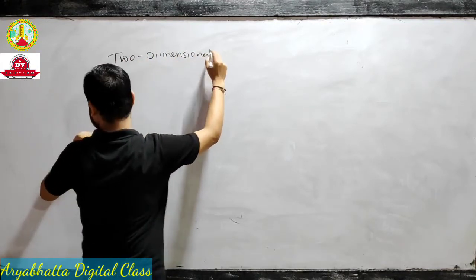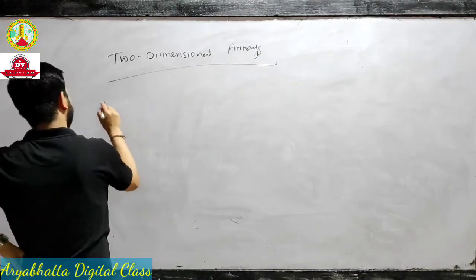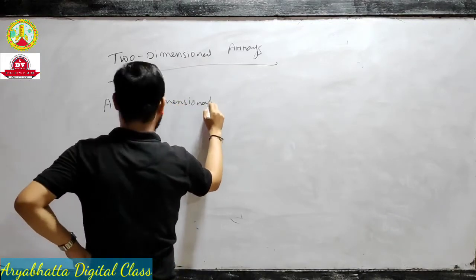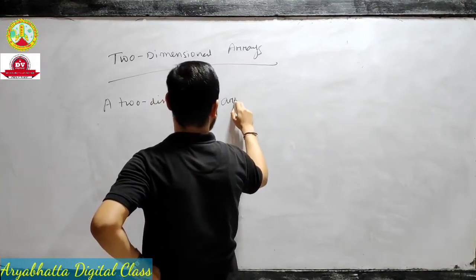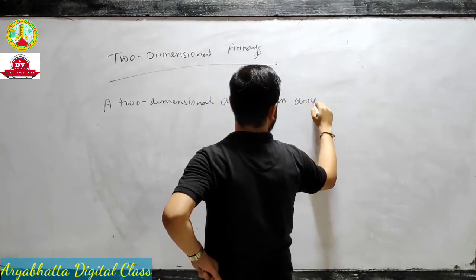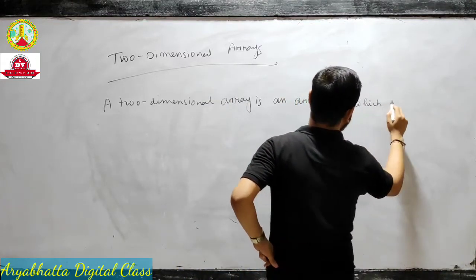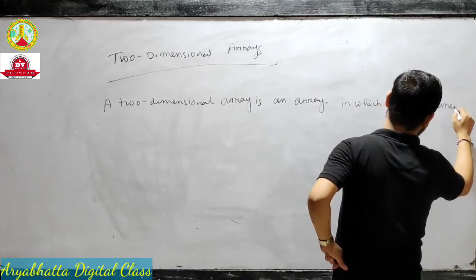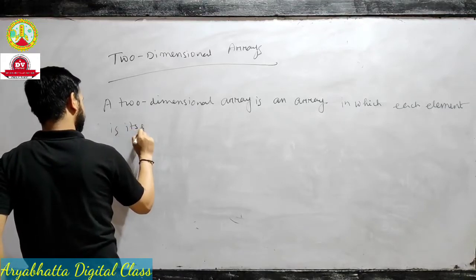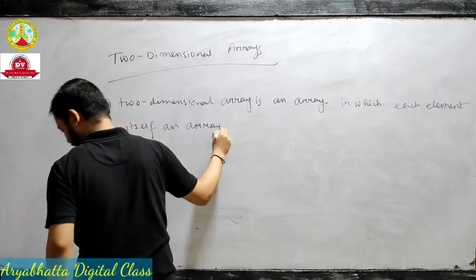Two-dimensional arrays. A two-dimensional array is an array in which each element is itself an array.